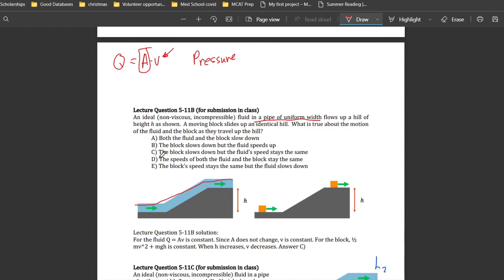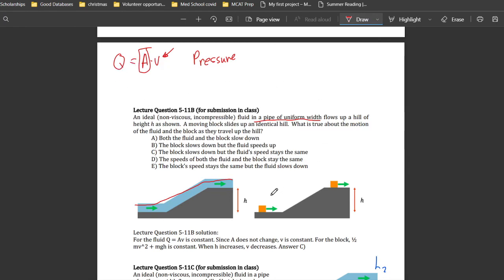The pressure is changing, as we have stated throughout this lecture. As we increase height, pressure decreases. So we know that for the liquid flowing up the hill, the velocity is not going to change because it's in a pipe of uniform width, which would mean that the flow rate remains the same.